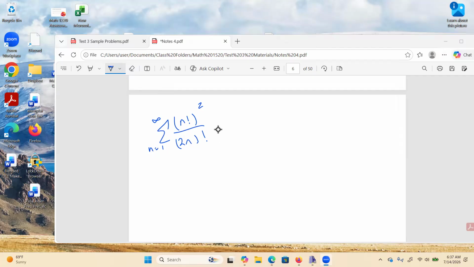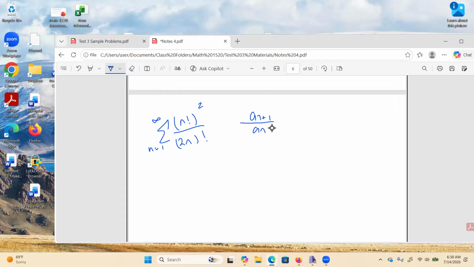So for this one, because we have factorials, my first go-to is going to be the ratio test. So again, what we're going to do is look at a_(n+1) over a_n and take our limit as n goes to infinity. Then we see if my limit, I'll call that L, is less than 1, then we converge absolutely.